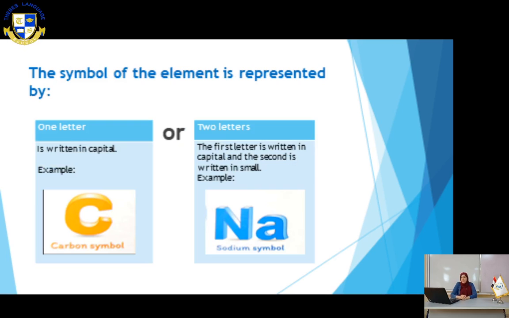Slide 4. The symbol of an element is represented by one letter or two letters. One letter is always written in capital. Example, carbon: the carbon symbol is the letter C. With two letters, the first letter is always written in capital, and the second letter is written in small. Example, sodium, Na. The letter N is written in capital, and a is written in small.